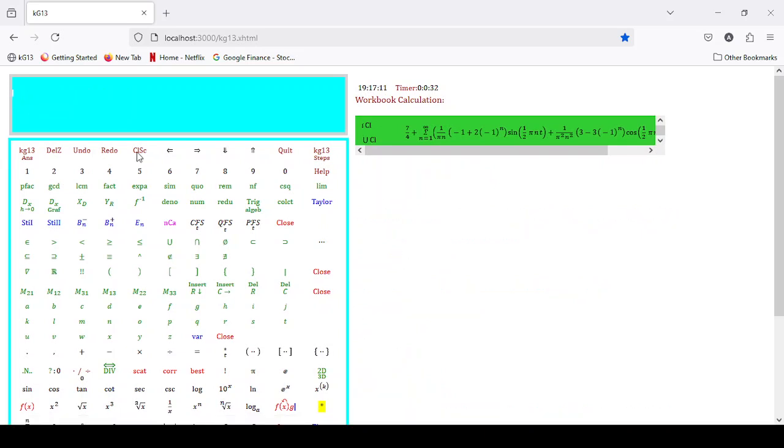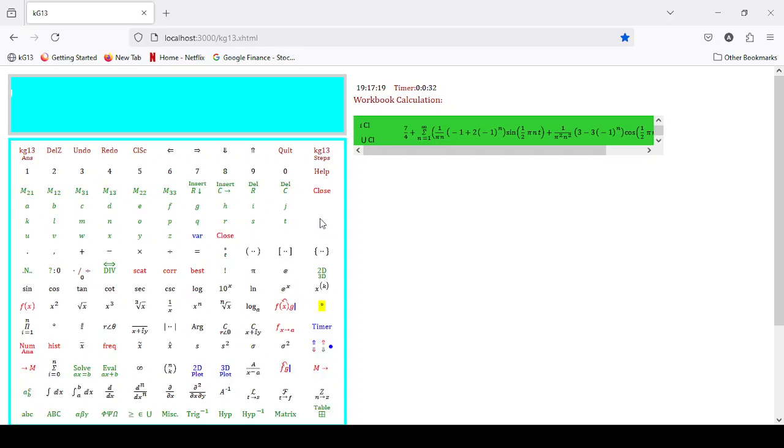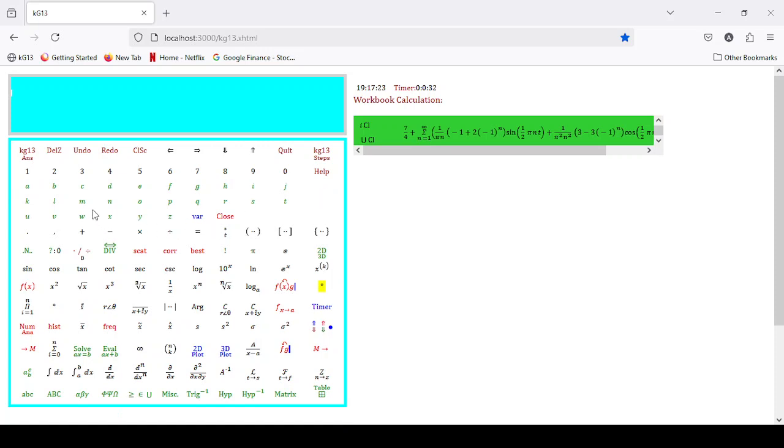So clear the screen and clear some extra rows here in this calculator. There we close. There we close. Okay, so there we can even close that. So there is our alphabet. We can now create this function. Let's call it f.